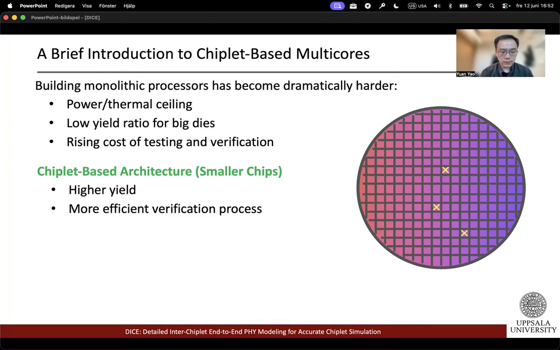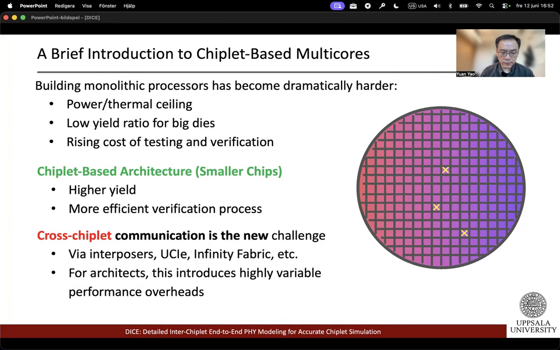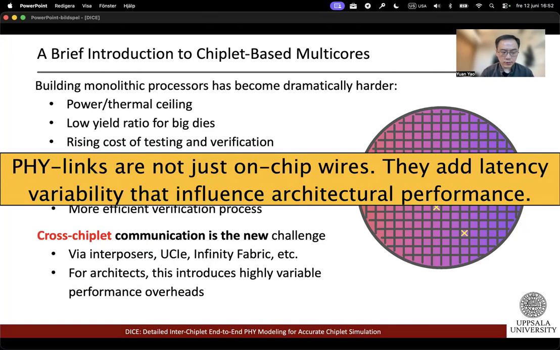But this introduces a new architectural problem. Communication now crosses chiplet boundaries. This crossing goes through technologies such as interposers, UCIe-alike interfaces, or proprietary fabrics such as Infinity Fabric. For architects, the important point is that these links are no longer just ordinary on-chip wires. They can add latency, variability, and reliability effects that influence performance.